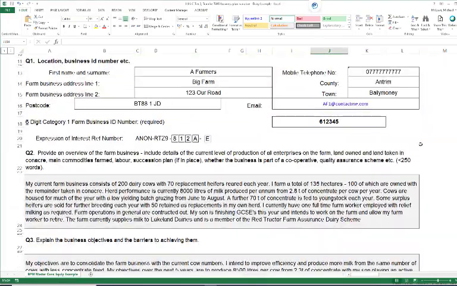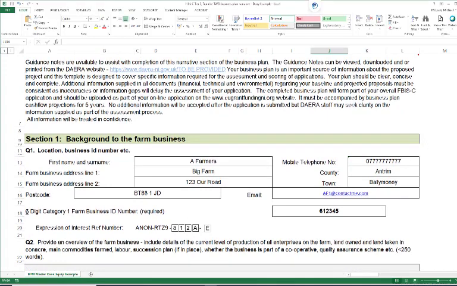We'll just move on to a bit of background behind the farm business. In section 1, question 1, please provide full details of the farm business making the application. It is important that the 6-digit category 1 farm business number is included correctly. Please ensure it is the name and address recorded against this business. This will be used to ensure that all parts of your application are associated together.